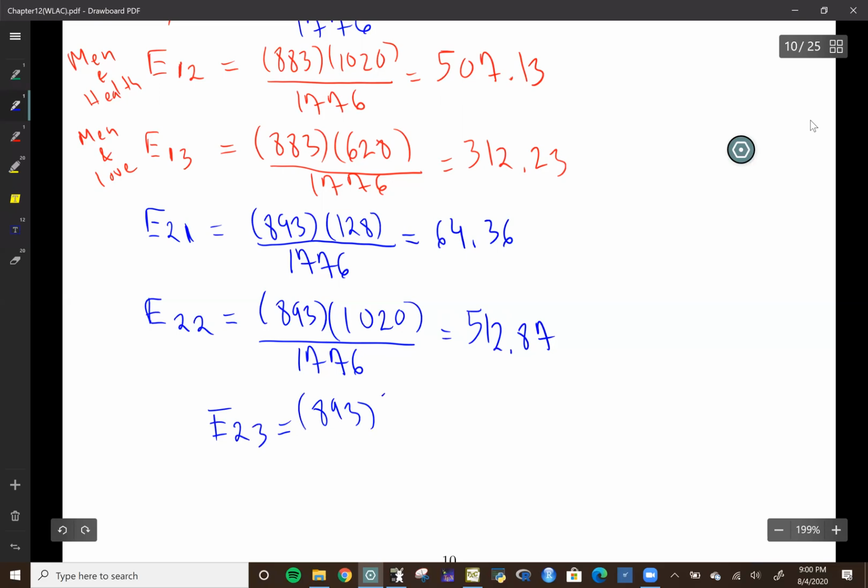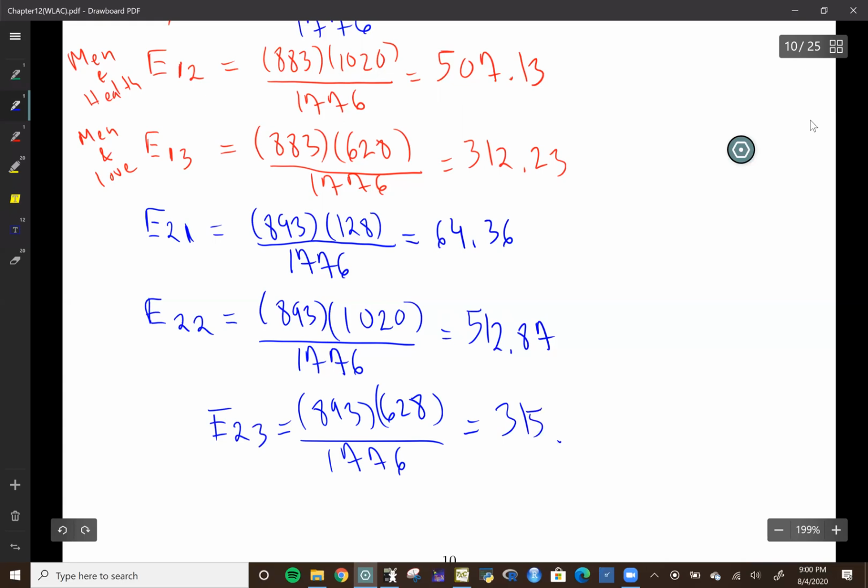893 multiplied by 628, and you divide it by 1776, and that should give you 315.77.